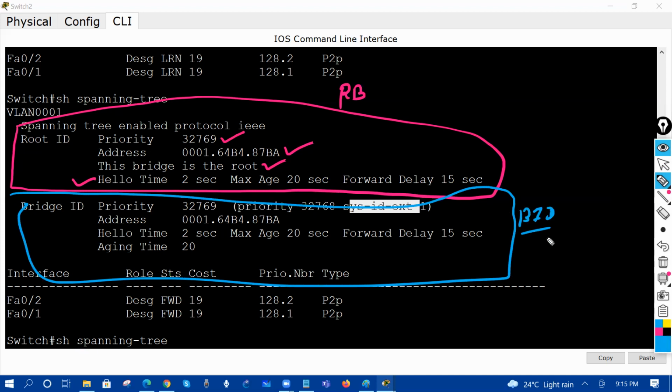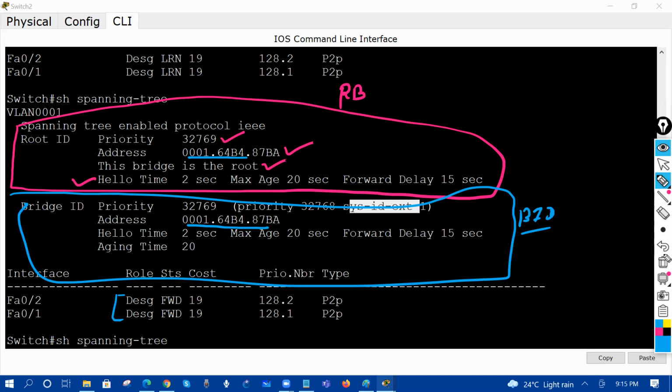Bridge ID is its own information. Again, if you see, both have the same MAC address. The reason is that this switch is the root bridge, so they have the same one.